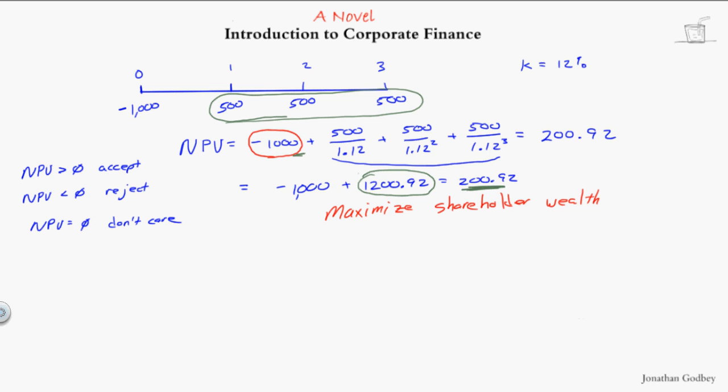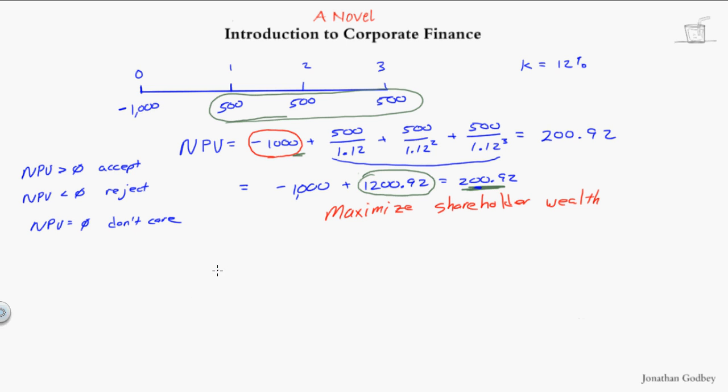So I want you to think of it this way. The net present value of the project is how the project itself changes the shareholder's wealth. If it's positive, it increases the shareholder's wealth. I want to do it. If it's negative, it decreases the shareholder's wealth. I don't want to do it. If it's zero, well, what I care, it doesn't make any change at all.